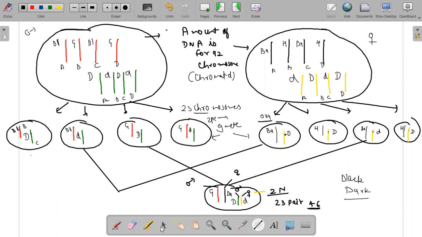Now you can see that if these two are fusing, there will be black color for eye and blue color for eye. And here you can see dark color, light color from father, and again light color from mother. So the person will have black color for his or her eyes, because you know that black color is the winner over blue color. So black eye color and light skin color.